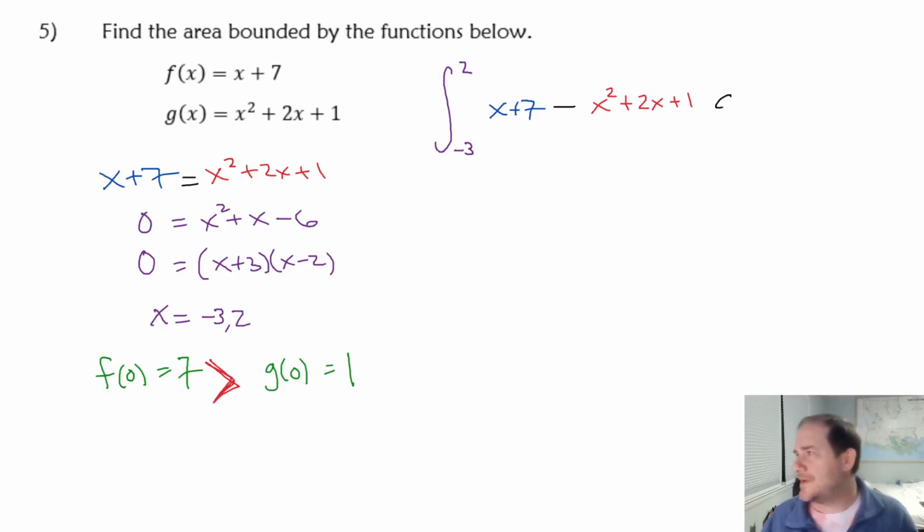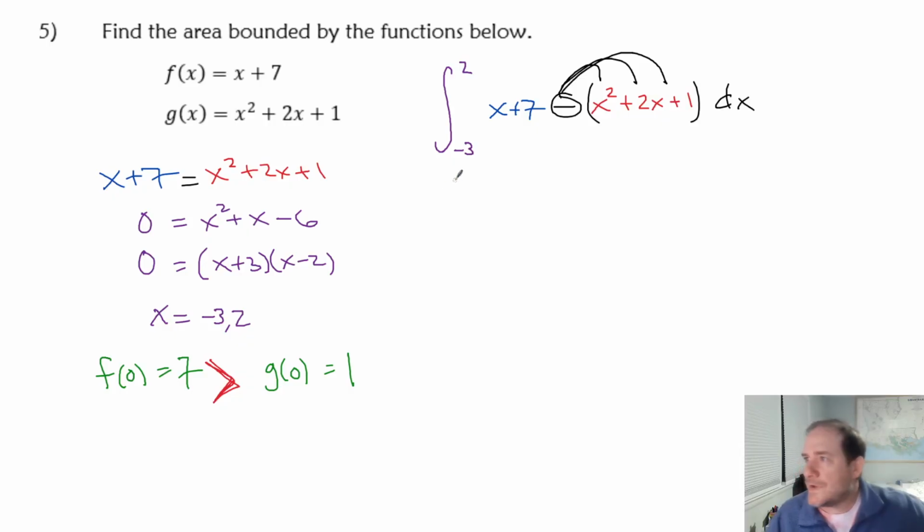Slap a dx on the end. Slap some parentheses around this guy so you don't forget to distribute this guy. But then we're basically ready to get to work. So we've got an integral now going from -3 to 2. Clean this up and you get a negative x squared plus 3x plus 6.